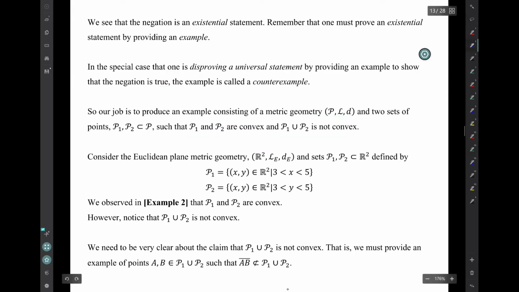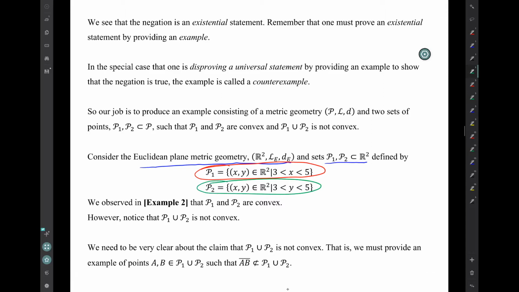Well, here's an example. Consider the Euclidean plane metric geometry, and these two sets defined the following way. Script P1 is that set of all ordered pairs where x is greater than 3 and less than 5, and script P2 is this set of all ordered pairs where y is greater than 3 and less than 5. Now we observed in our previous example too that those two sets are both convex. However, notice that their union is not convex.